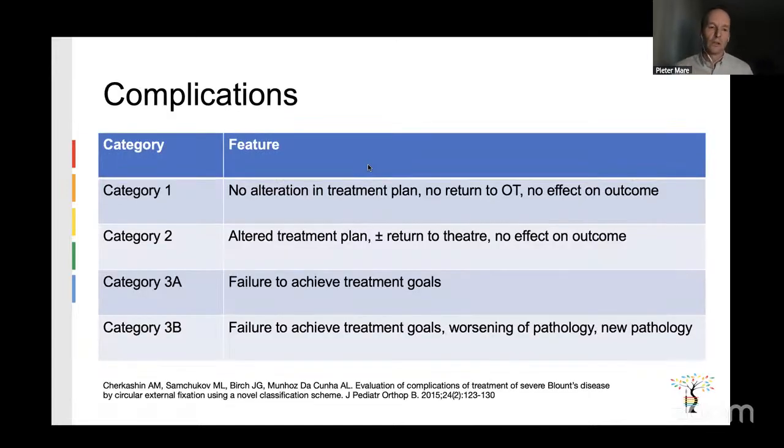This I find a very useful classification when you're looking at gradual correction with circular frames. This was published by Shyam et al. from Texas Scottish Rite. So category 1 complications resulted in no alteration required from the treatment plan, no return to OT, and it didn't have any effect on the outcome. Category 2 resulted in an altered treatment plan, but most of them will require return to theatre, but no effect on the outcome. Category 3 complications, there's a failure to achieve the treatment goals, and there may be worsening of the pathology or new pathology in grade 3Bs.